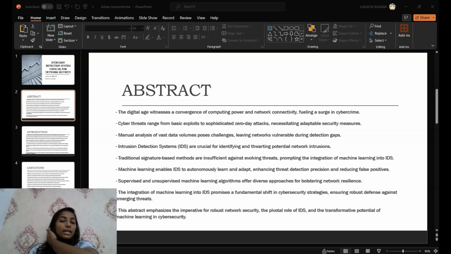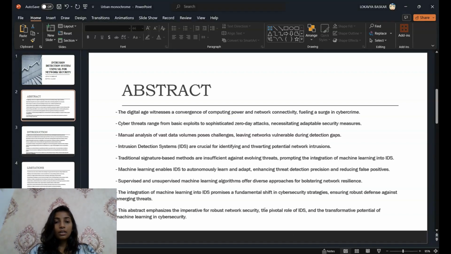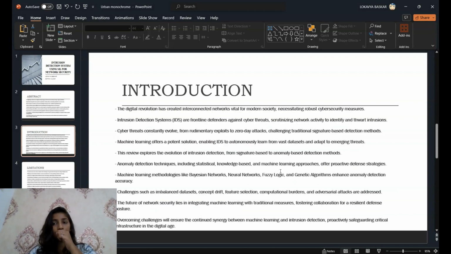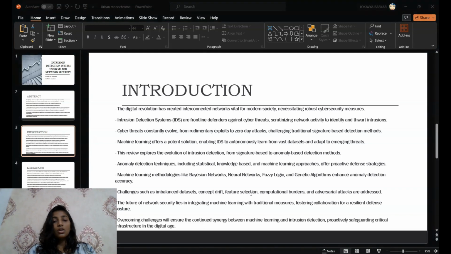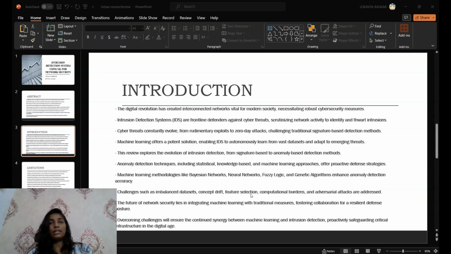So, now let's move on to the introduction part of our paper. Here we are talking about the frontline defenders of our digital realm, that is our intrusion detection system, IDS. That is what our entire paper is based upon. These systems stand as vigilant sentinels, tirelessly monitoring network activity to identify and thwart potential intrusions.